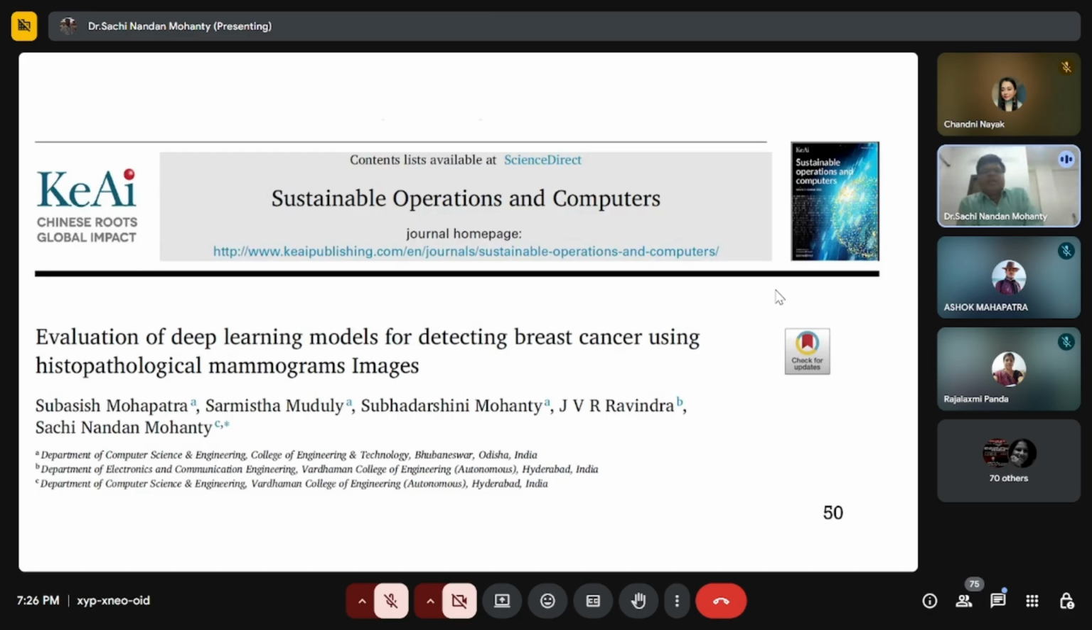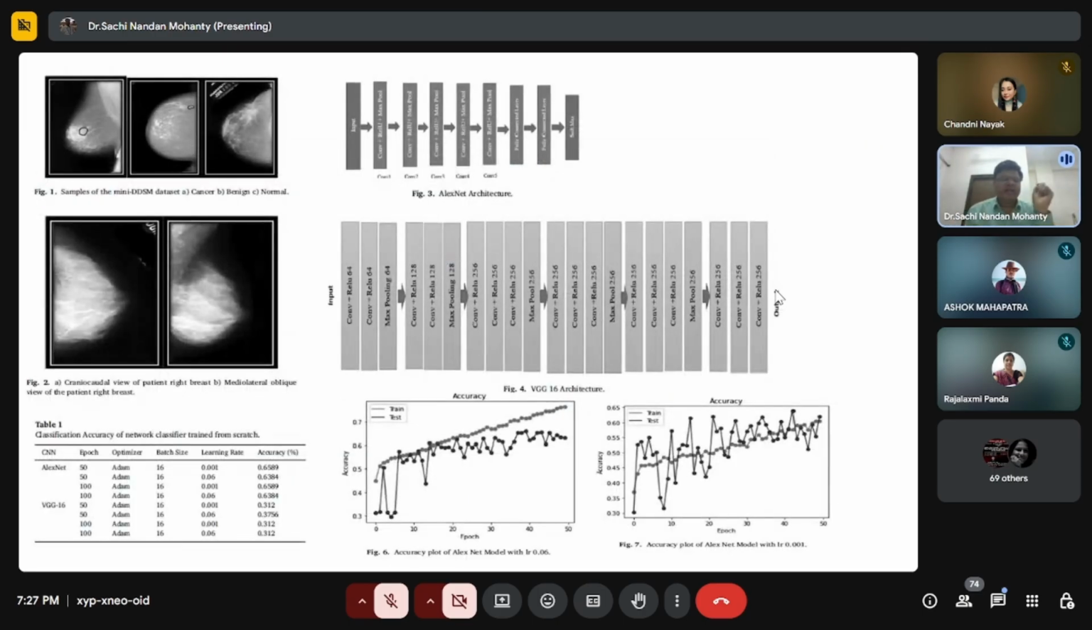Then another example. This is also recently done, 2025: evolution of deep neural network detects breast cancer using histopathological mammogram images. So for mammogram images and histopathological images, the data set we can consider from ultrasound as well as CT images. So we can find out here. We just compare here, this is one of the PG student's work. We compare all the latest CNN techniques, like AlexNet and VGG techniques.